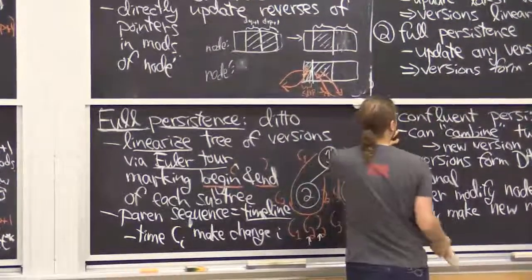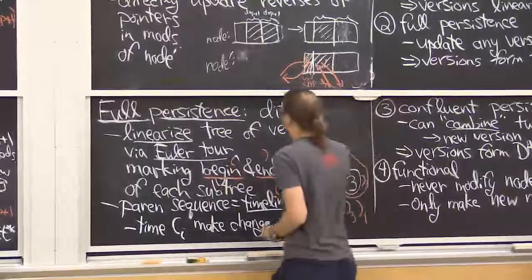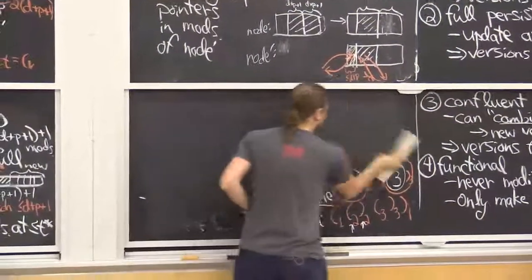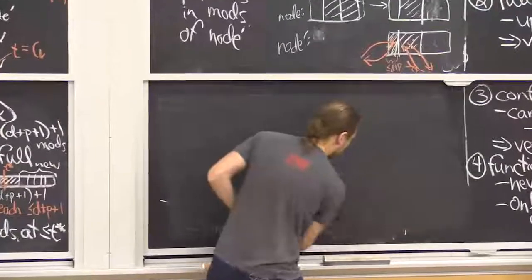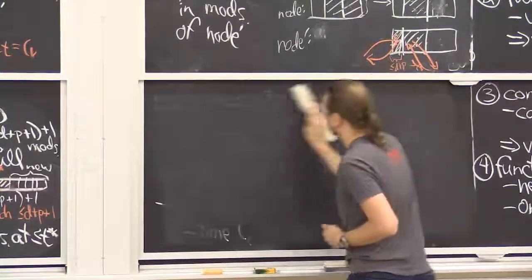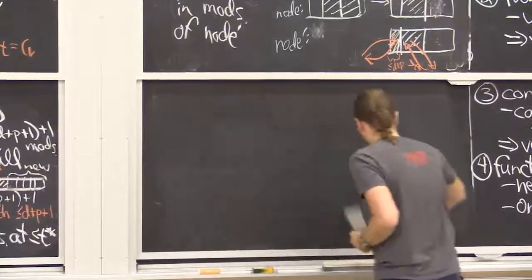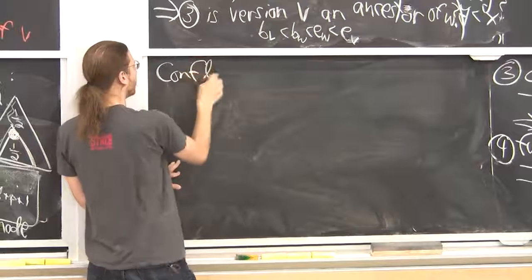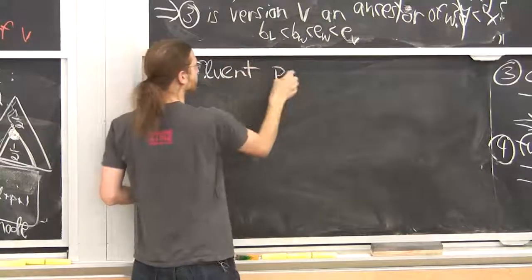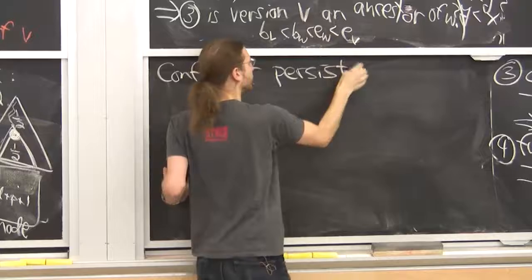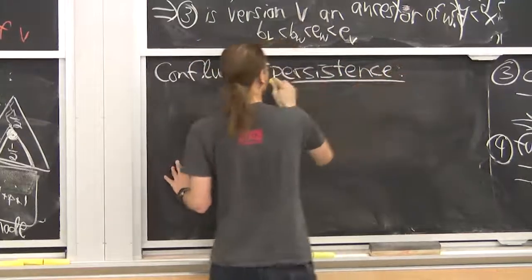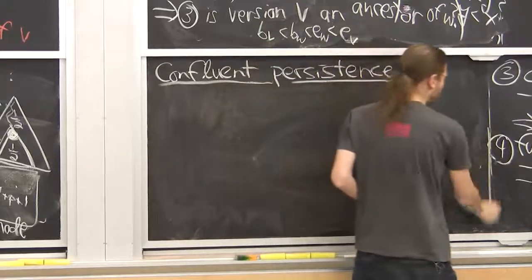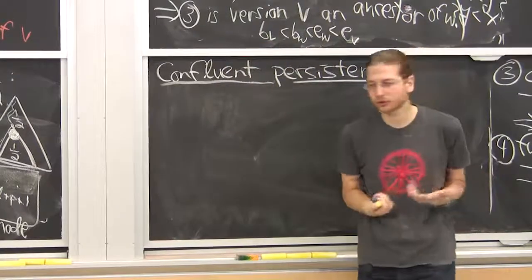So let's go over here. Last topic is confluent persistence. Lots of things go out the window with confluent persistence. In particular, your versions are now a DAG. It's a lot harder to linearize a DAG. Trees are not that far from paths, but DAGs are quite far from paths, unfortunately. But that's not all that goes wrong. Let me first tell you the kind of end effect as a user.